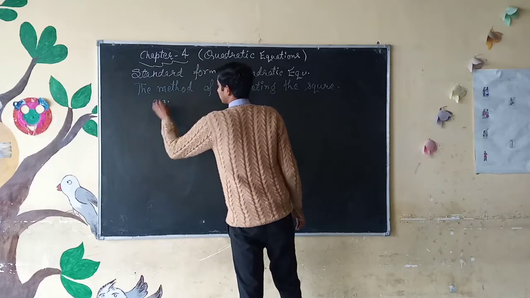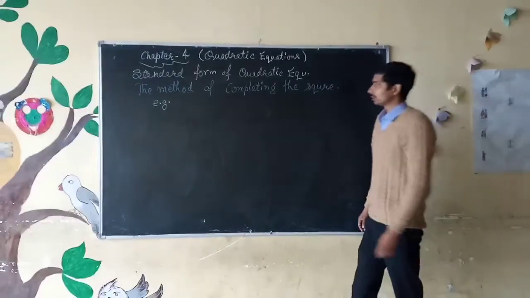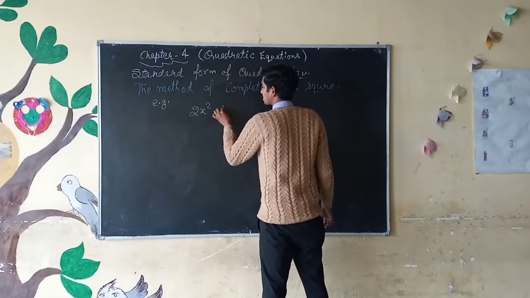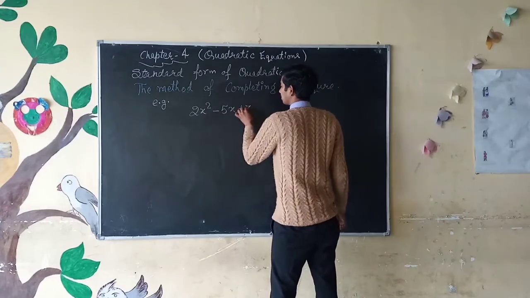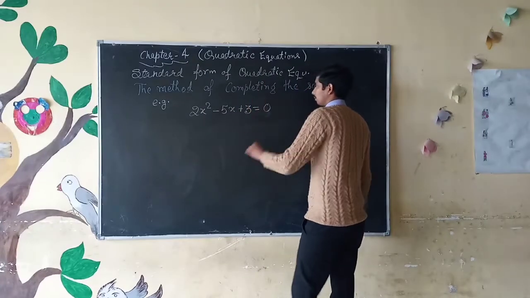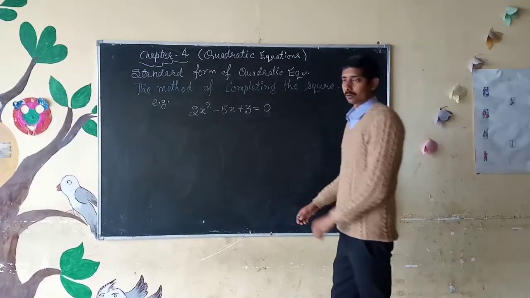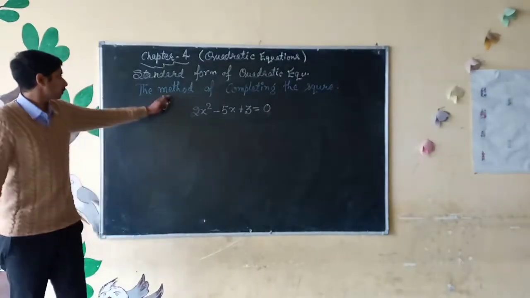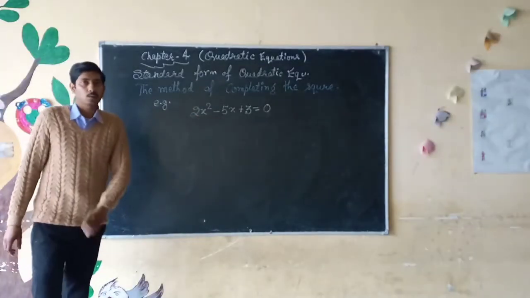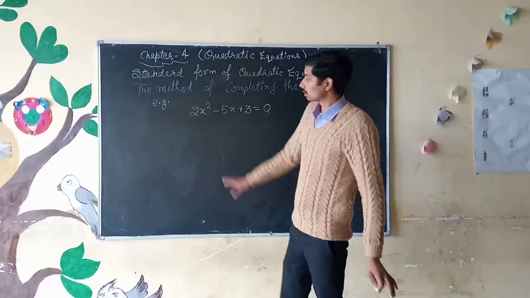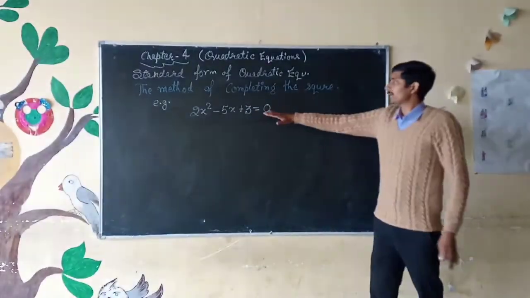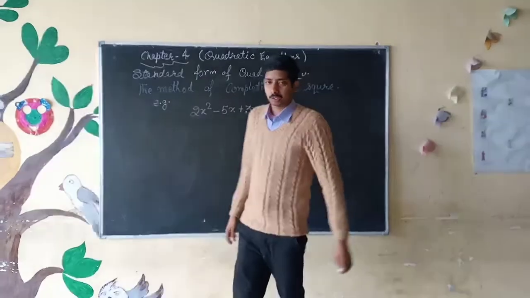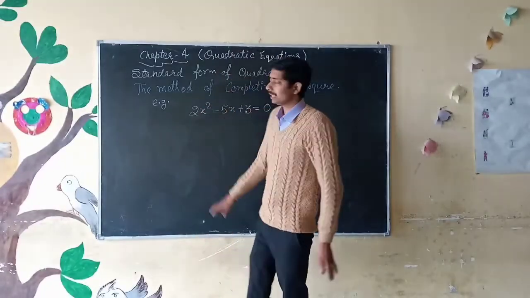For example, we have a quadratic equation that is 2x square minus 5x plus 3 equals 0. We are going to use this method. I am going to tell you how to use this method for this quadratic equation to find the roots of this particular quadratic equation. We will just make this quadratic equation a complete square. Complete square means a square of any number or anything.